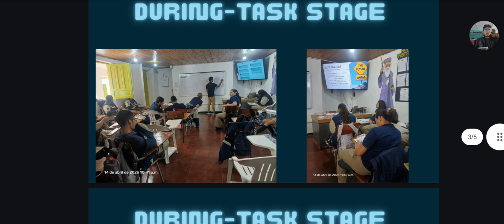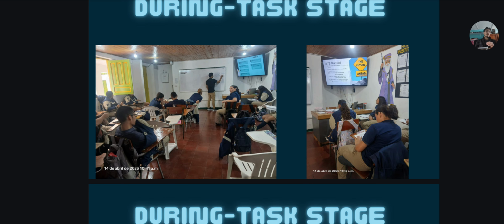Now, during the task stage, it was necessary to explain the basic structures of the future with will and going to. It was necessary because in the first activity, some of them got lost and they couldn't understand some things. So, as a first part of this task stage is to explain the future structures, and then they completed some sentences, applying the auxiliaries will or going to according to the context of each sentence. At the end of this activity, some students shared their answers, and then we discussed this activity in group.